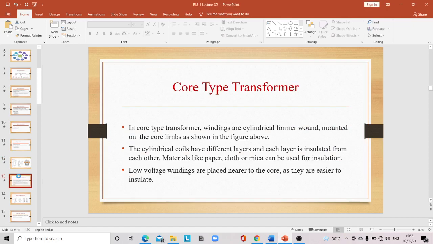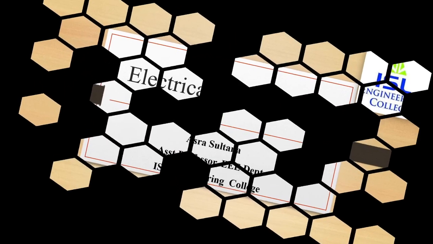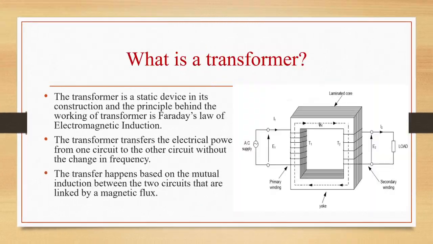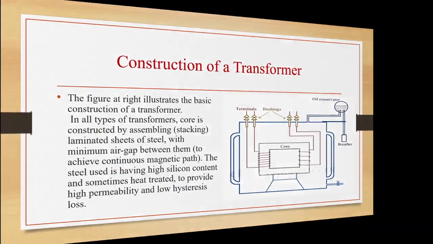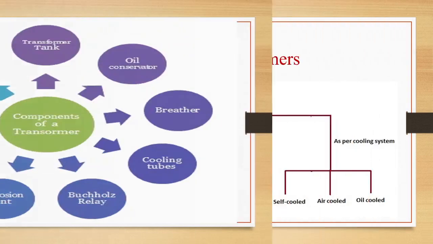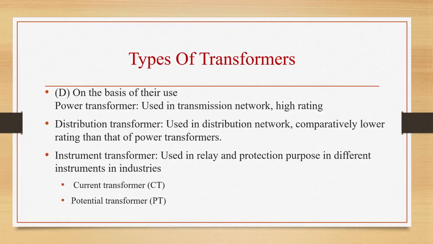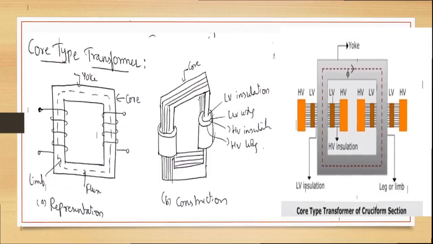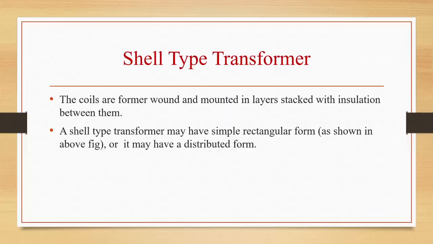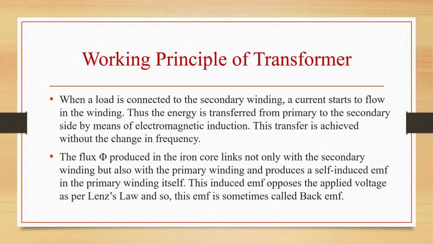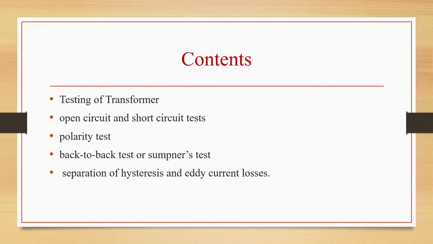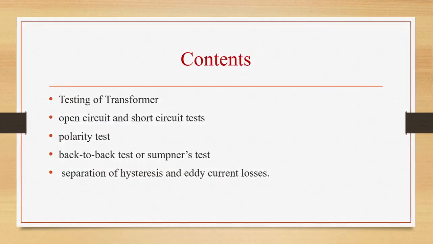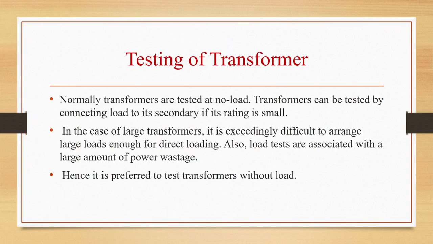So let us continue with today's topic. We are going to see OC SC test, polarity test, Sumpner's test, and separation of eddy current and hysteresis losses. Testing of transformer: OC SC test, polarity, back-to-back or Sumpner's test, separation of hysteresis and eddy current losses. So let us start testing of transformer.